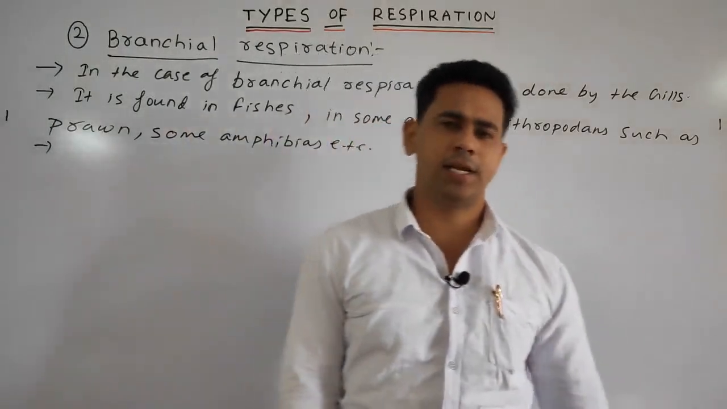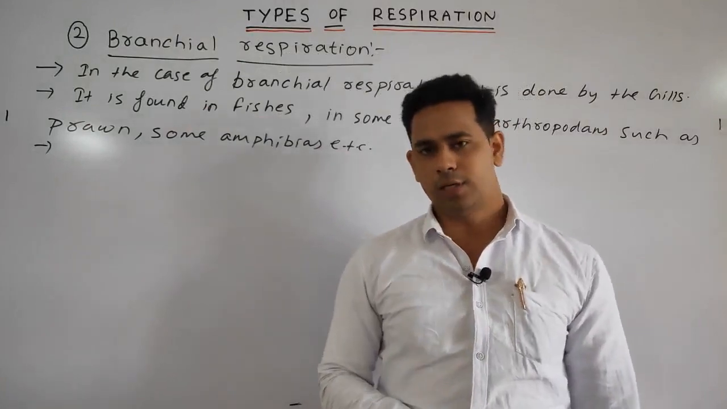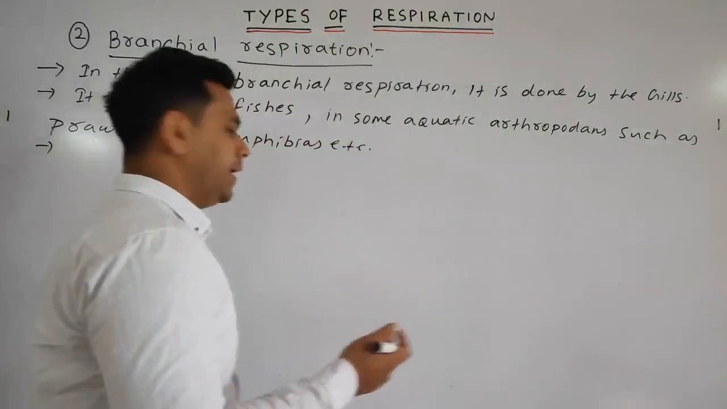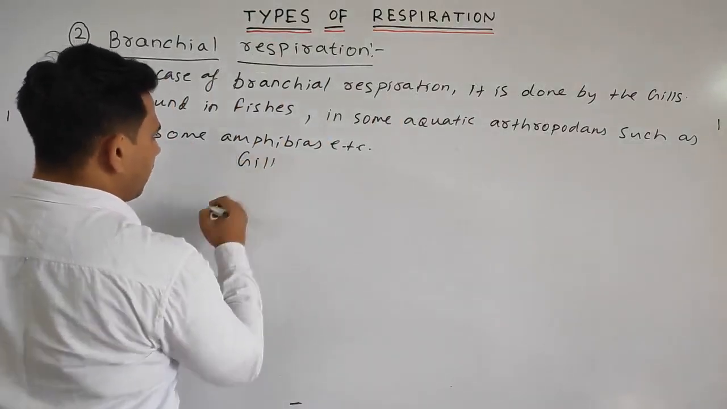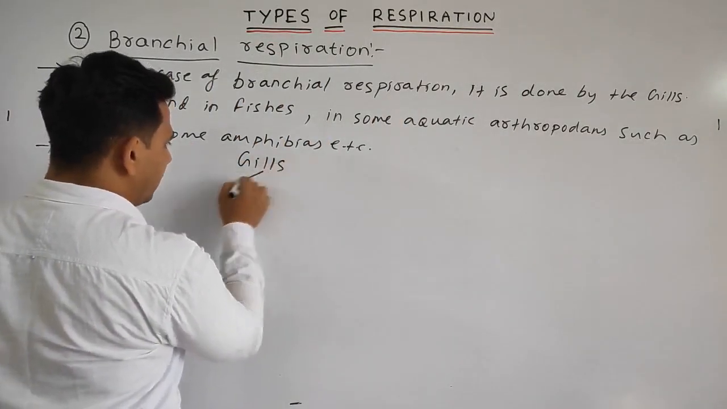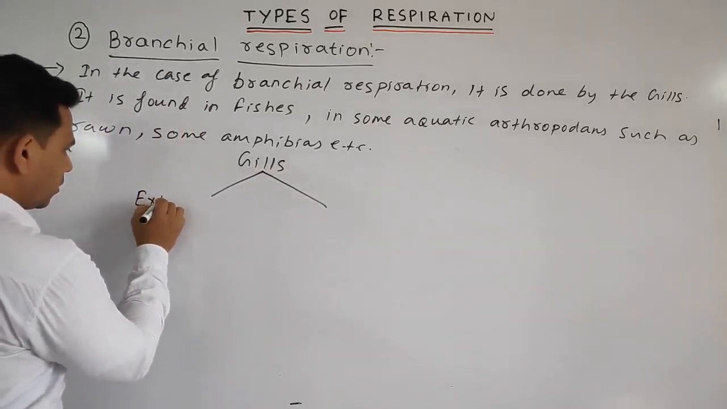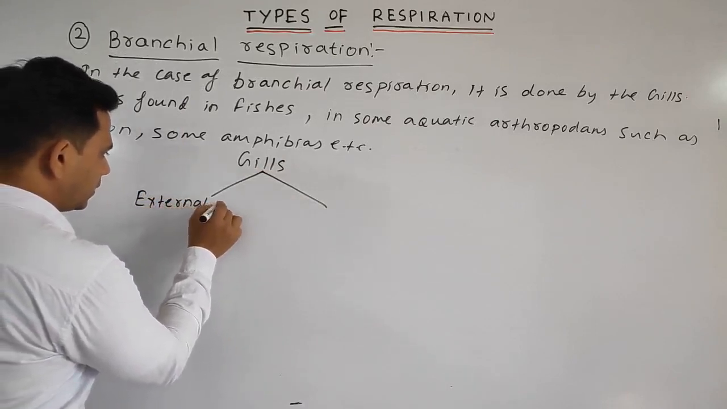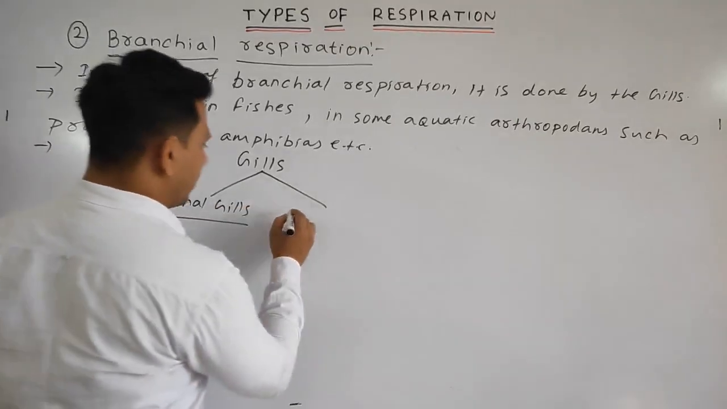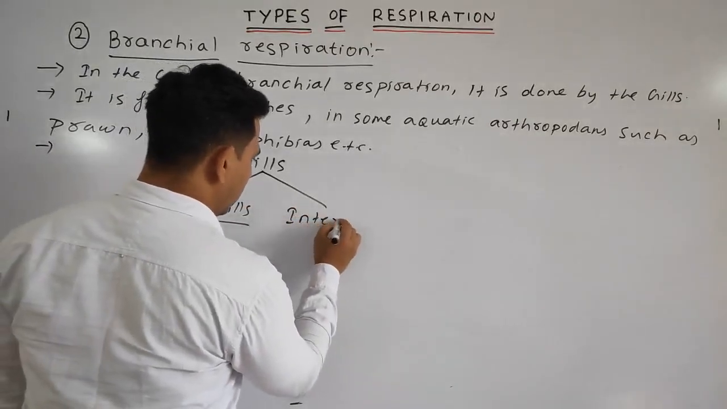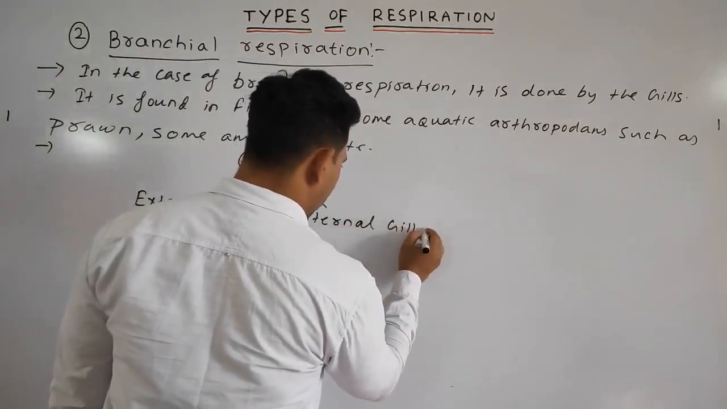The gills are generally, students, divided into two types. One is your external gills, the other one is your internal gills. We will discuss in detail what is the external gill and what is the internal gill. If we go by the division, gills are divided into two types, students. One is your external gills, and the other one is your internal gills.